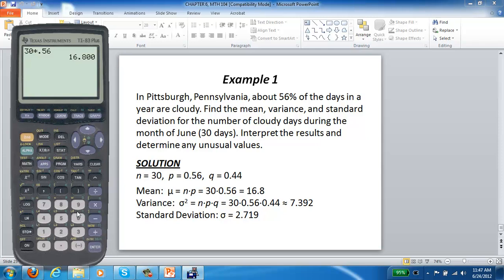Then for the variance we have the 30, the sample size, times 0.56 times, you can use a parenthesis, 1 minus 0.56 and close the parenthesis, or you can use directly the q. q is 1 minus p. Click enter. So 7.392 is the variance, and then you take the square root, so second x squared for the square root of 7.392, close the parenthesis, and this is the standard deviation.